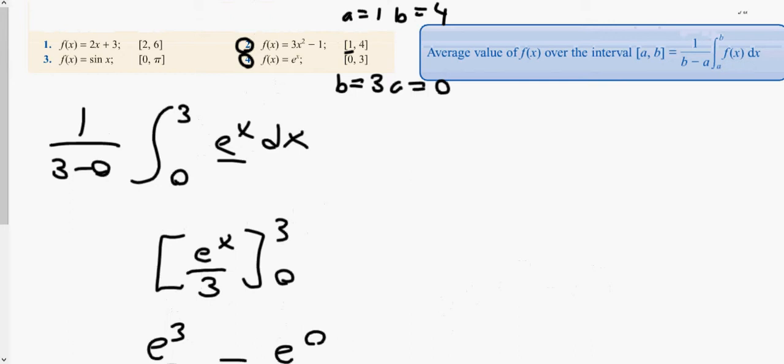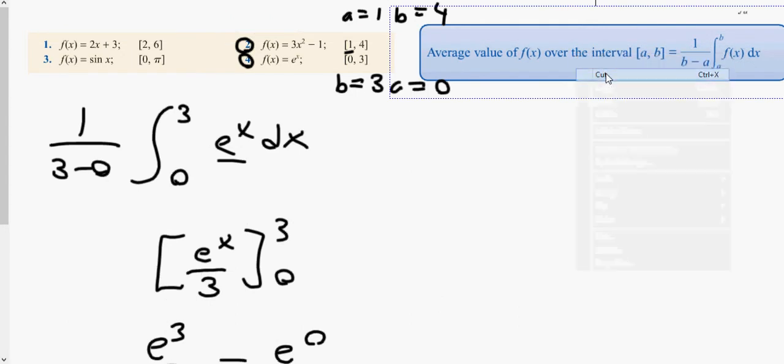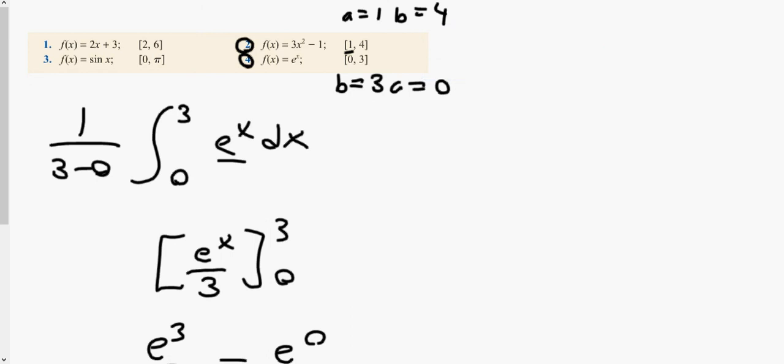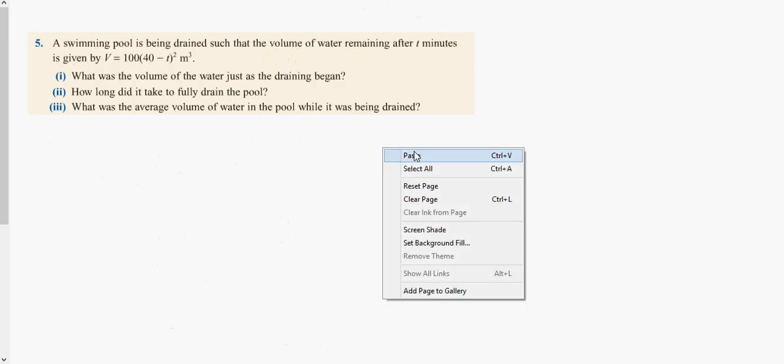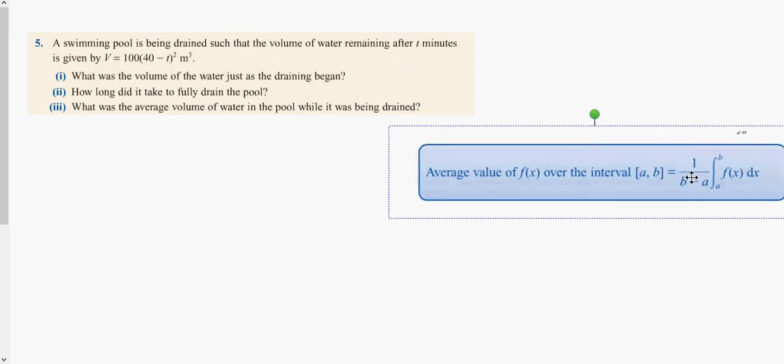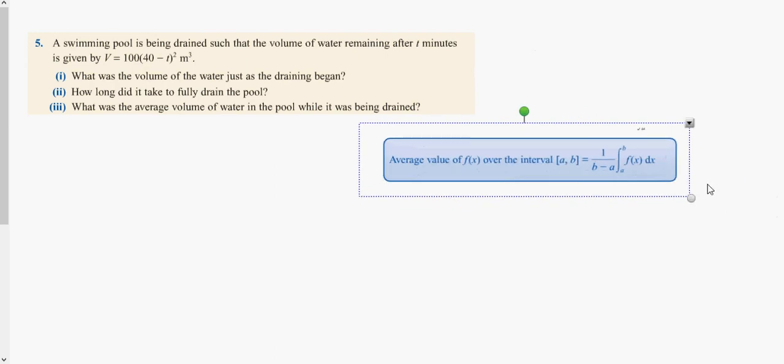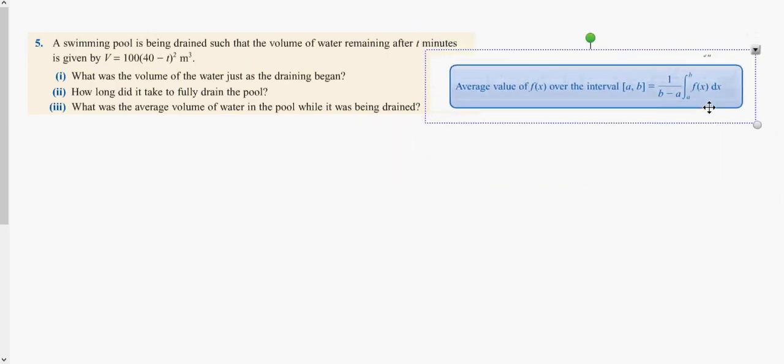Now that 2 and 4 are done, we're going to move on to question 5. Okay, so question 5. Now, in question 5, what we have is a swimming pool being drained such that the volume of water remaining after t minutes is given by the volume is 100 multiplied by 40 minus t, all squared, meters cubed. What was the volume of water just as the draining began?